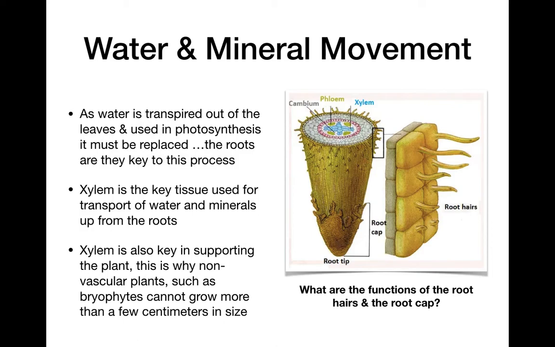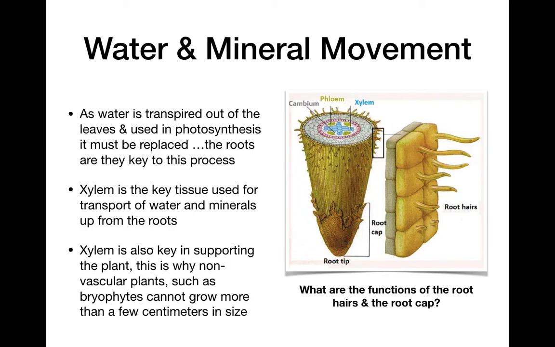So the vascular system includes xylem, phloem, cambium, this whole central part here, and non-vascular plants. You remember from topic 5, the non-vascular plants are the bryophytes or the mosses. They cannot grow very big. They can only be a few centimeters in size because they don't have this xylem and phloem to help support them.